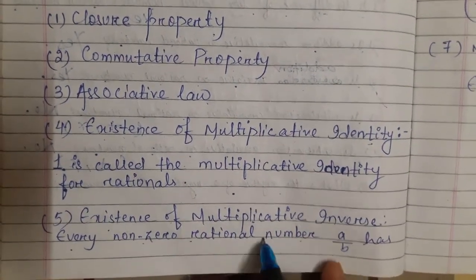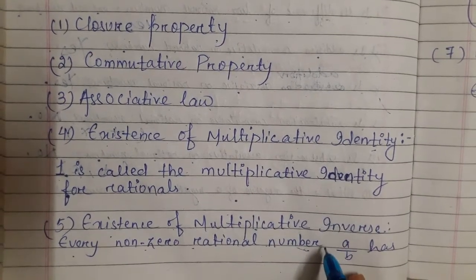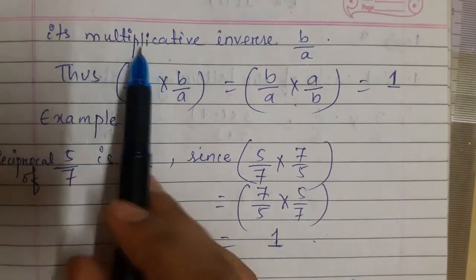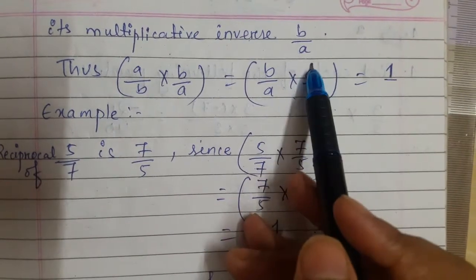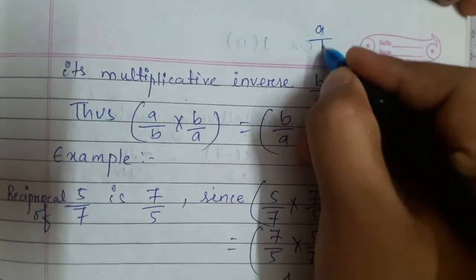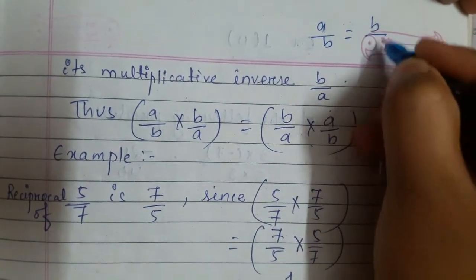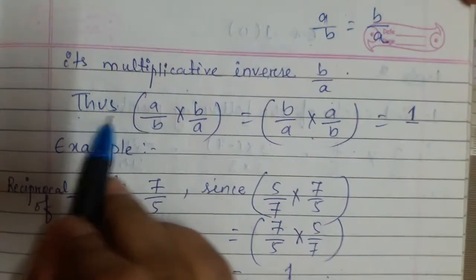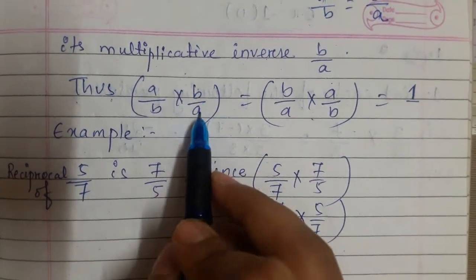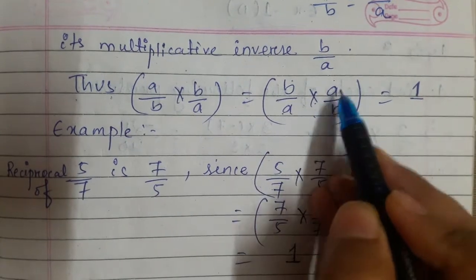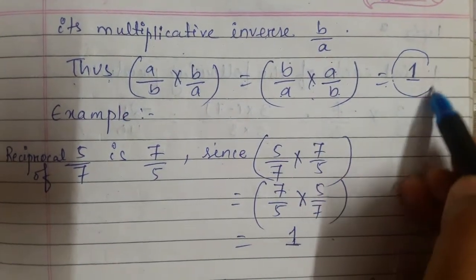Every non-zero rational number, that is a by b, its multiplicative inverse is b by a. That means if we write a by b, it converts as b by a. Thus we can say a by b into b by a equals to b by a into a by b, gives the result as 1.